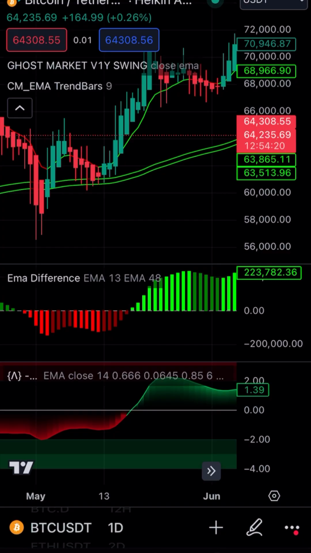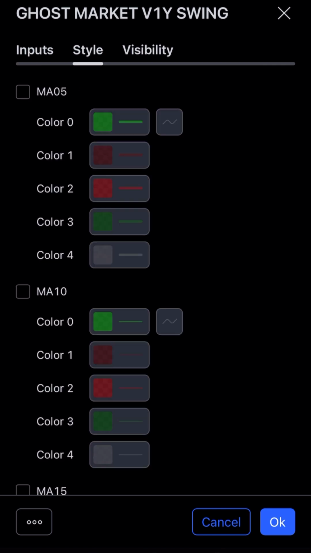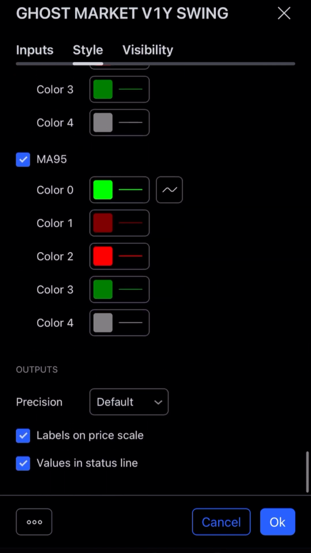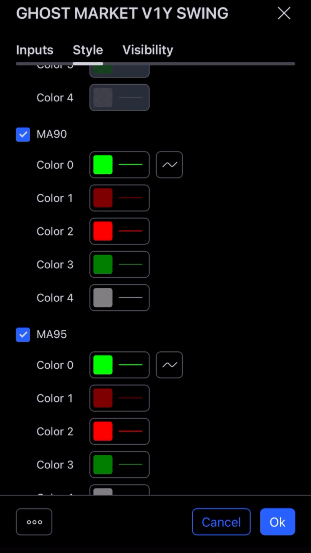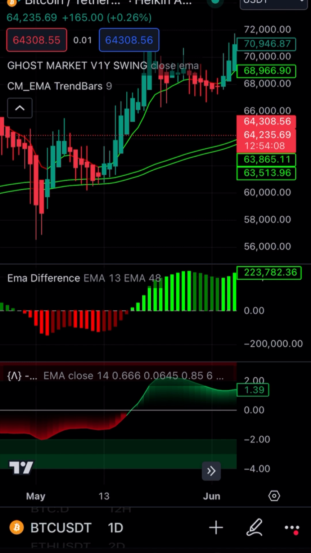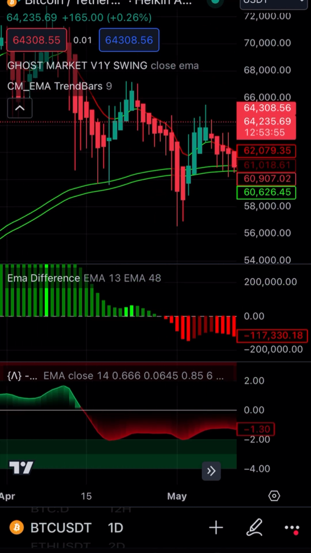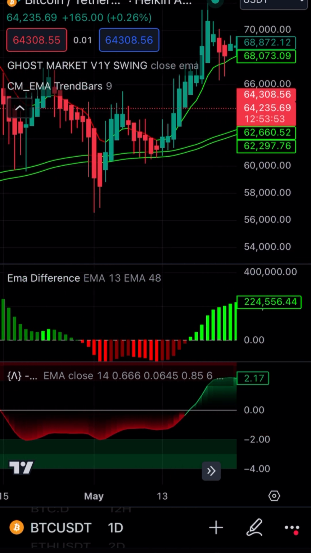Now I have Ghost Marker Pro here. It's pretty much the same. It's a paid indicator, but it's the same thing. I've got the 90, 95 right here. But most of you watching this are probably not going to get Ghost Marker Pro. So if you don't want to get Ghost Marker Pro, you're going to have to set it up with the CM EMA trend bars, click it 3 times, and make your settings 9, 90, 95. You'll get something similar to this.